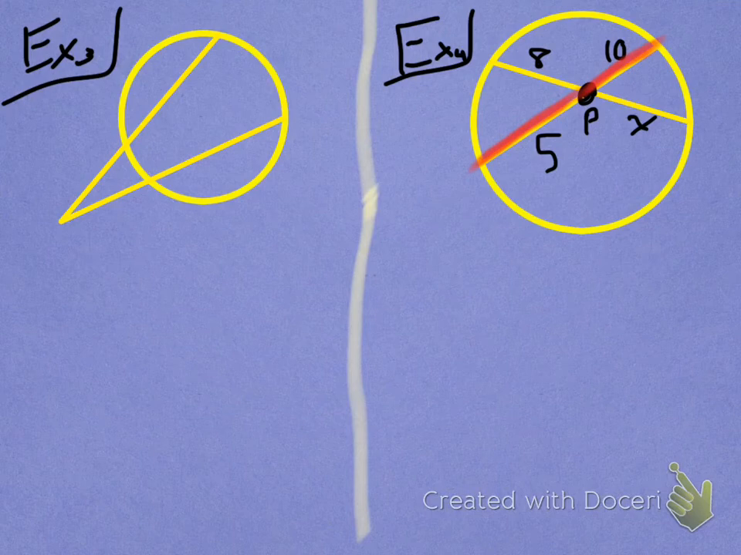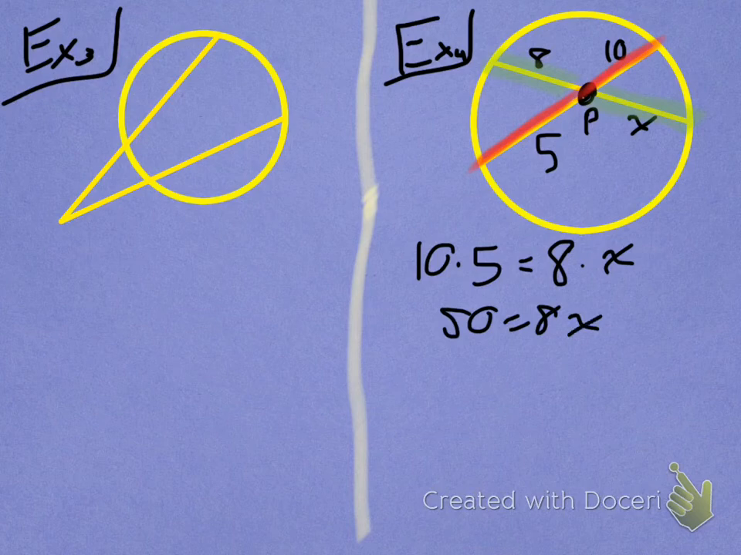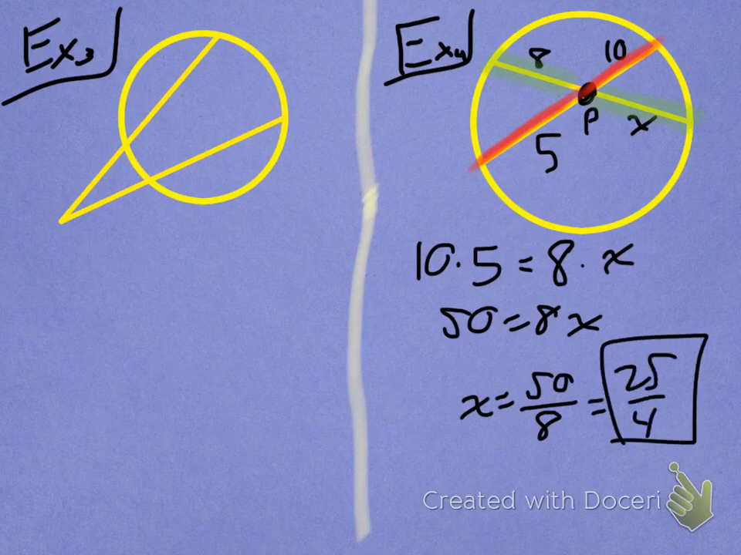A length of 10, a length of 5, so I get 10 times 5, equals, other path, a length of 8 and a length of x, right? So I get 8 times x from that point P. Just multiply these together, you get 50 equals 8x. Divide both sides by 8, and you get x equals 50 over 8, which 2 goes into both those, you get 25 over 4. You can leave it at that.